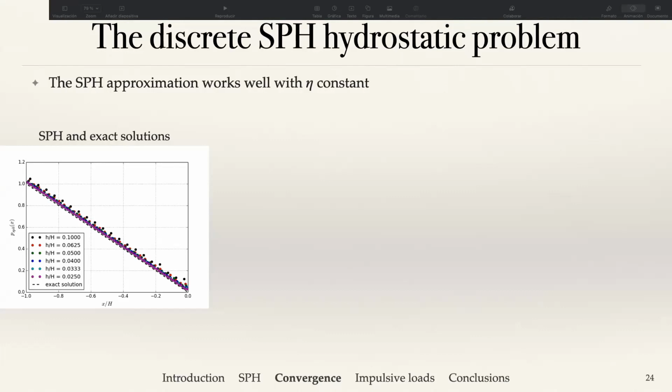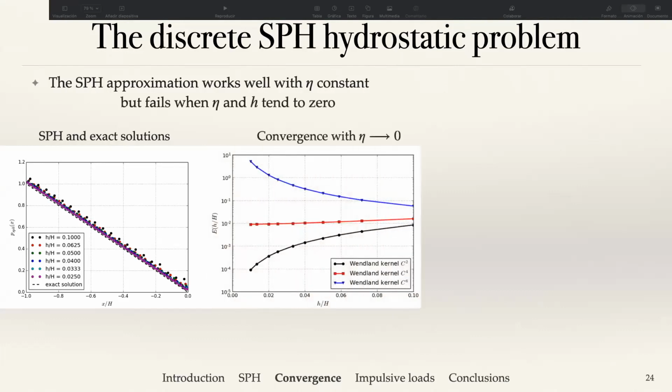But then when we went to study the case with eta tending to 0, we observed that depending on the choice of the kernel, the solution was not convergent. Here I have depicted in the vertical axis the error expressed in terms of a discrete version of the L2 norm. And here we have the smoothing length. So as the smoothing length tends to 0, not all the kernels lead to a convergent solution.